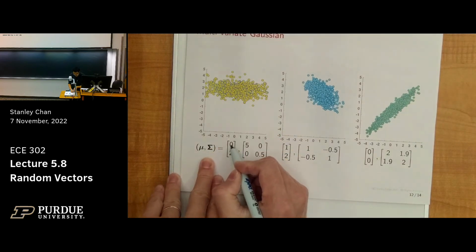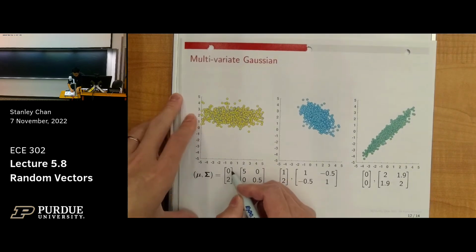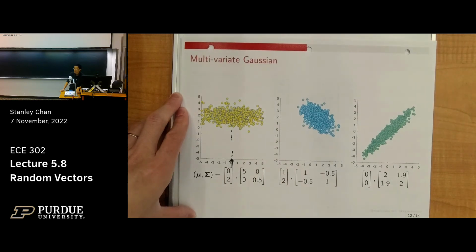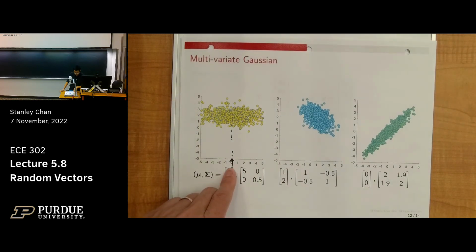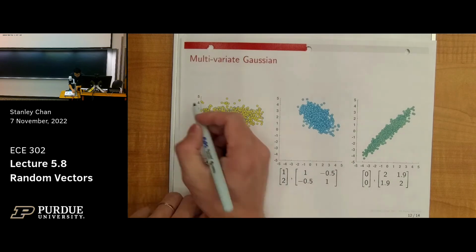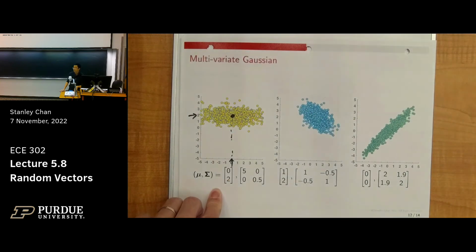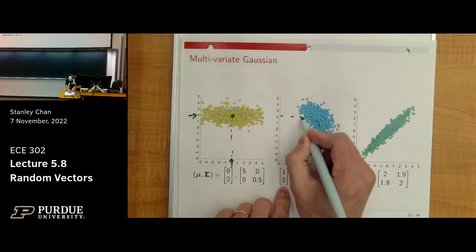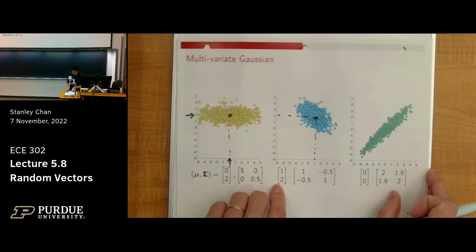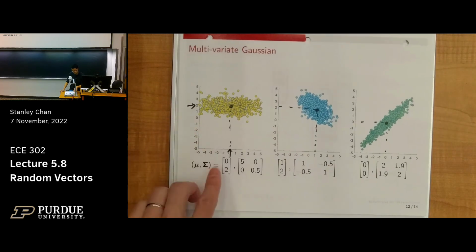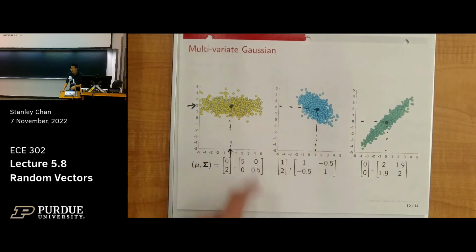Where is the 0, 2? Well, your first variable is 0, so it's here, right? This is 0, okay? And then your second variable is 2. So therefore, your Gaussian is centered here. If you look at 1, 2, your Gaussian is centered here. You look at 0, 0, your Gaussian is here. So that determines where your Gaussian is centered. So that's the mean vector.